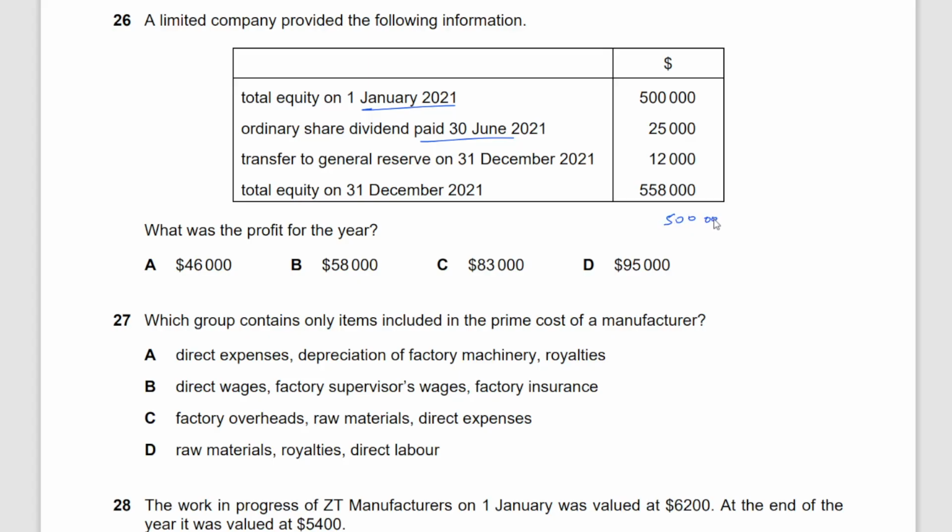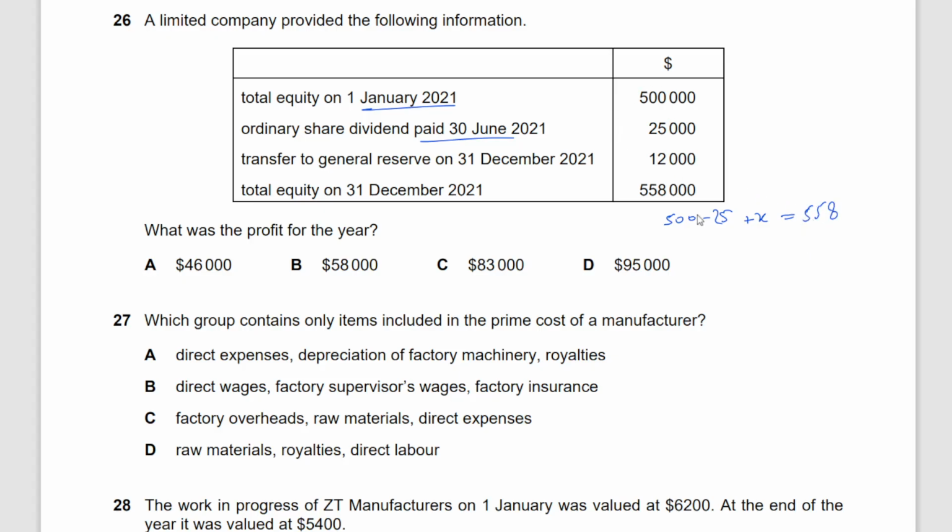500,000. Let's ignore the thousands, ignore the zeros, and imagine that's in thousands. Ordinary share dividend paid takes away from equity. Transfer to general reserve does nothing to equity. And then our profit will increase the equity. We don't know what that amount is. At the end, we get 558. We are left with 558.